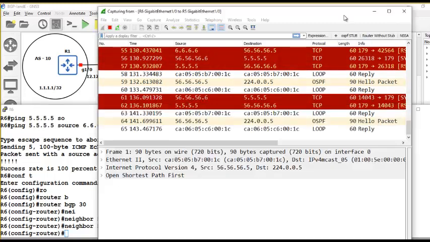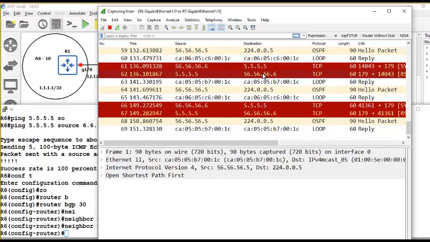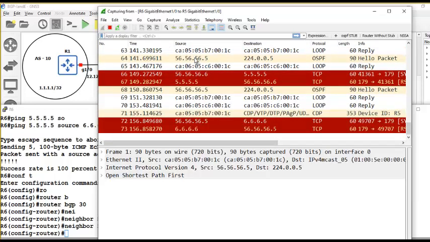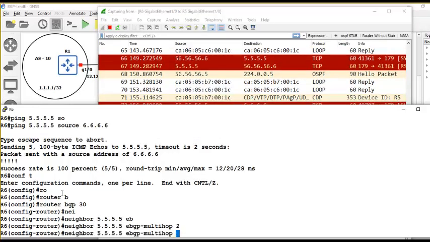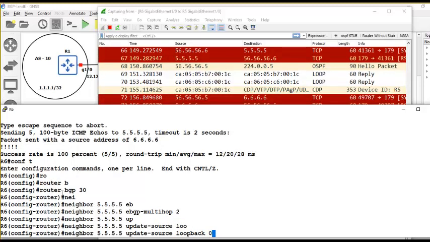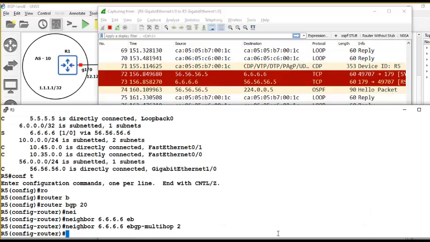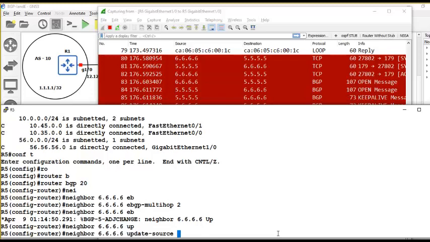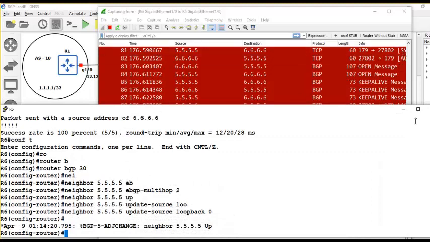TCP is going from the physical interface to the neighbor. But the physical interface will not match with the neighbor statement. So for that, what I need to do? Update source. And now you see the BGP packets are going. Now on both sides, you will see three-way handshake happening.